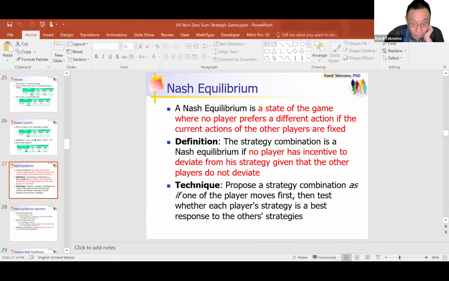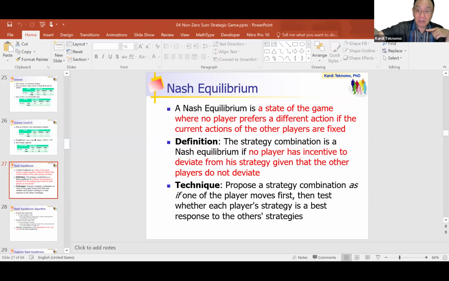So Nash equilibrium is a state of the game where no player prefers a different action if the current actions of the other players are fixed. By definition, it is a strategic combination between two or many players. It is called Nash equilibrium if no player has an incentive to deviate from his strategy, given that the other players do not deviate.